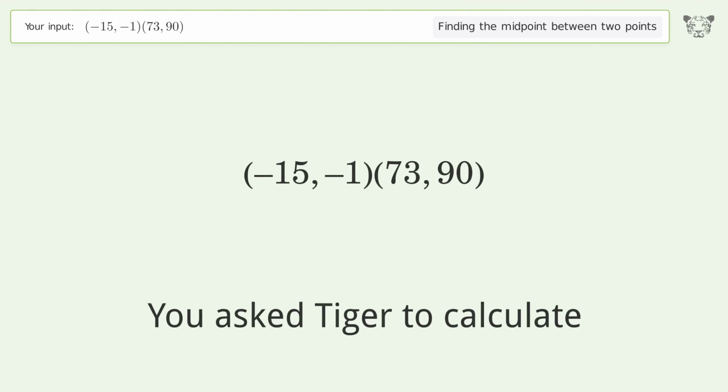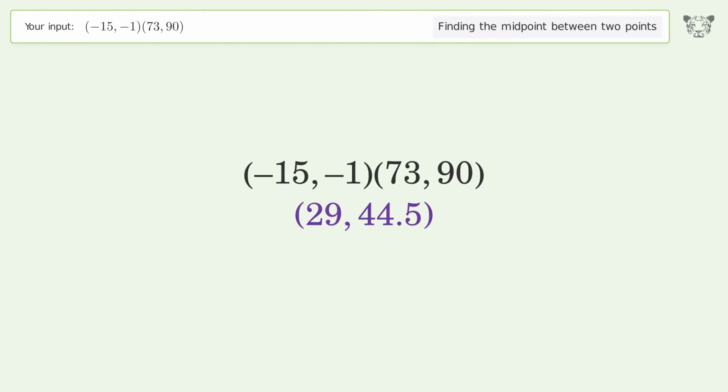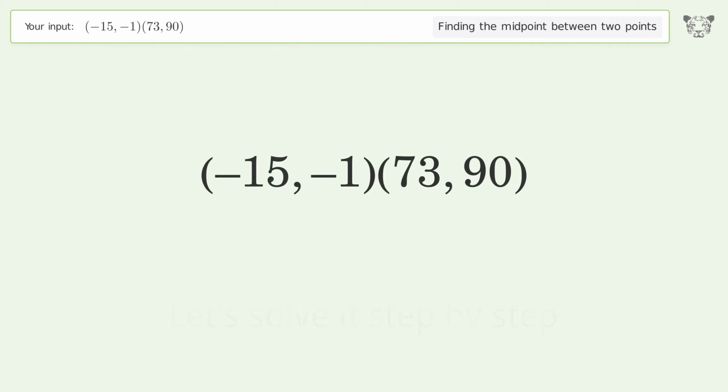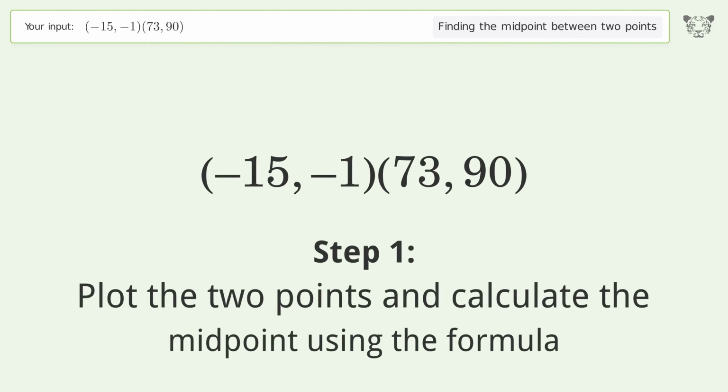You ask Tiger to calculate. This deals with finding the midpoint between 2 points. The midpoint between the 2 points is (29, 44.5). Let's solve it step by step. Plot the 2 points and calculate the midpoint using the formula.